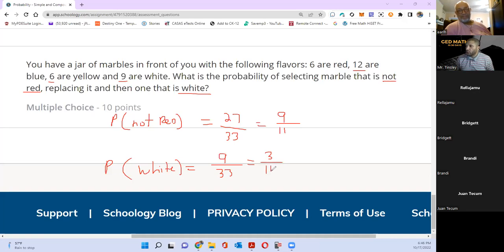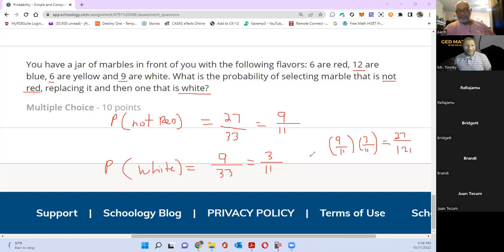11. So we have the simple probability of selecting one that's not red, and we have the simple probability of selecting one that's white. What are we going to do to those two once we find the simple probability of each? Multiply. So 9 elevenths times 3 elevenths. What's 9 times 3? 27. And what is 11 times 11?